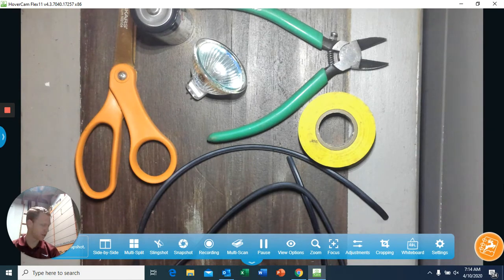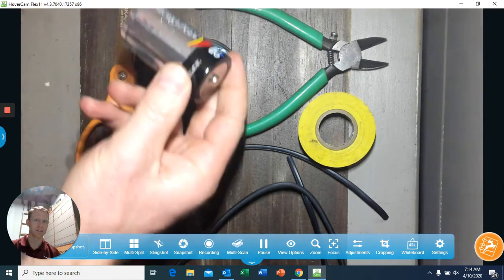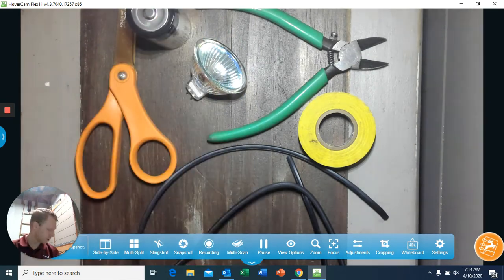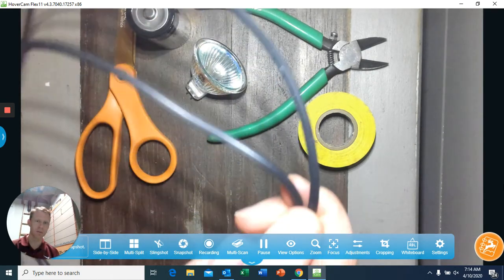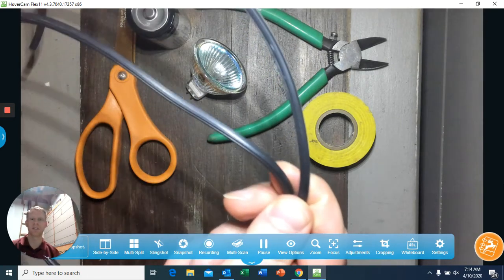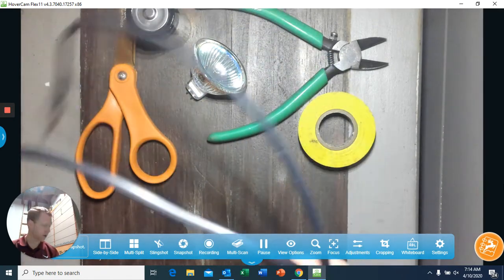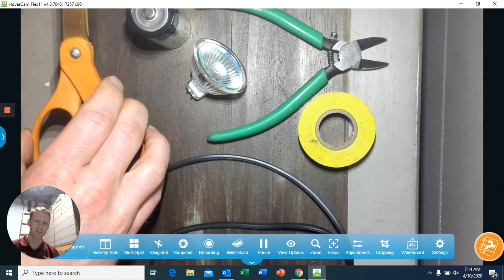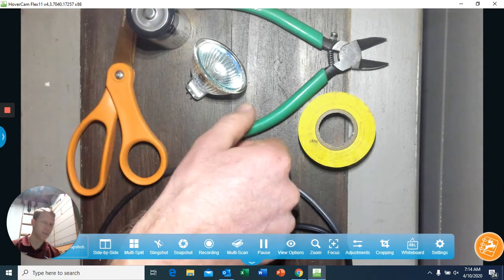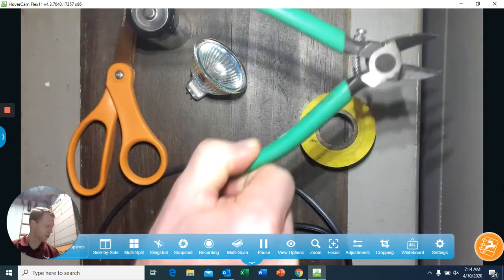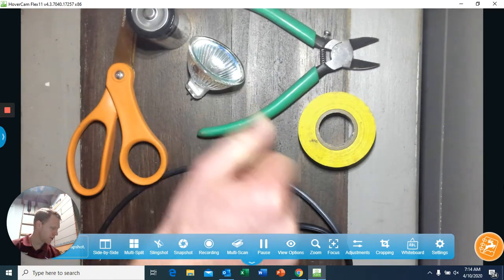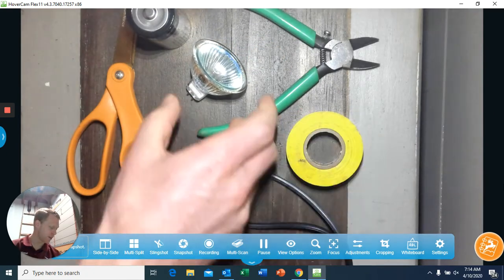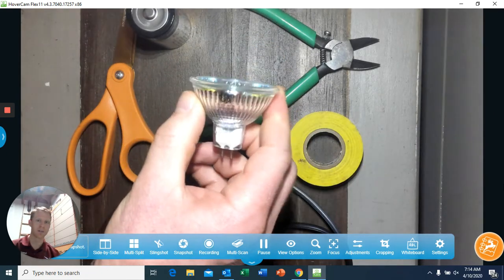The first thing you would need is the battery. We've got a D-cell battery here. You would need your wire. This wire is actually from an old extension cord that I've just cut apart. You will need some scissors. You will need some wire cutters, some tape. We've got some yellow electrical tape here. And finally, of course, we'll need some sort of light bulb.